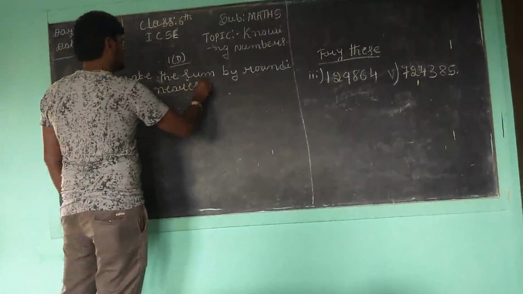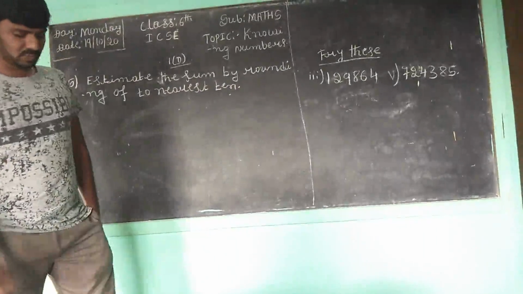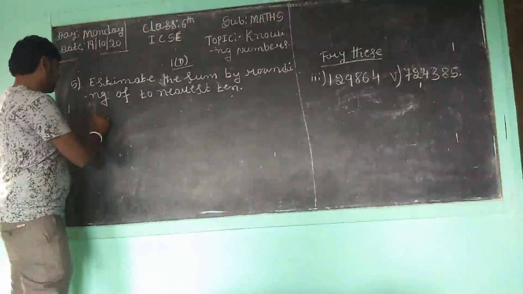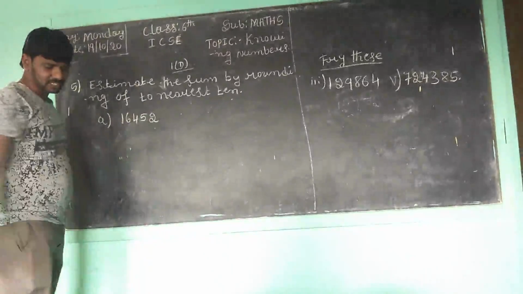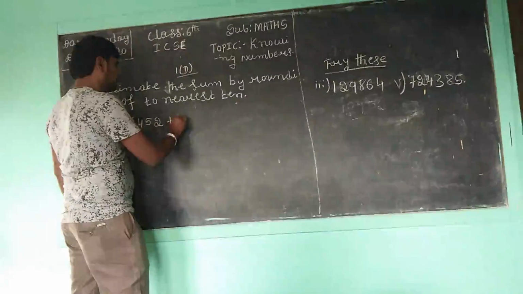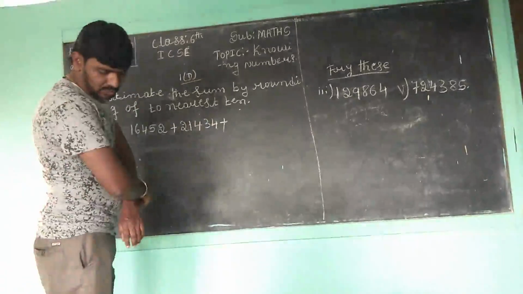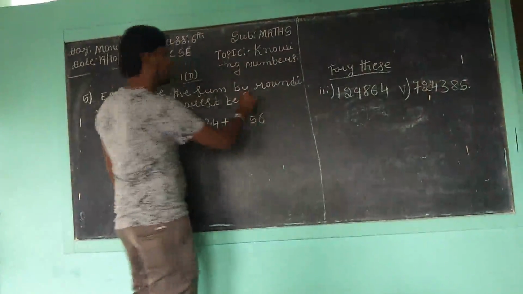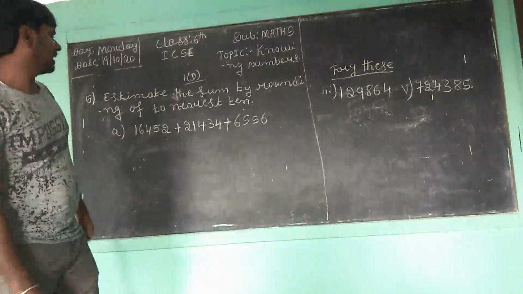Suppose you want to take, children, nearest 10 and 1000 and 10,000. Two numbers are given. First one is addition. First question is 16452 plus 21434 plus 6,556. Children, see that this sum you want to add and then also make it nearest 10.